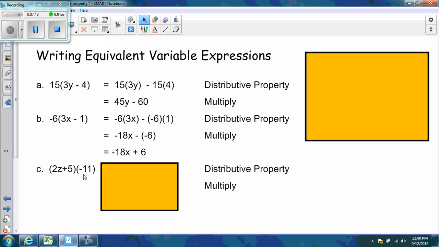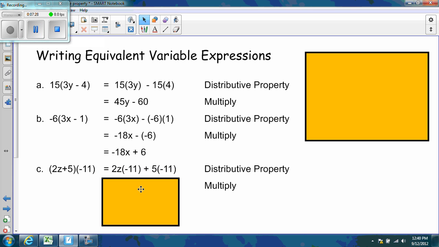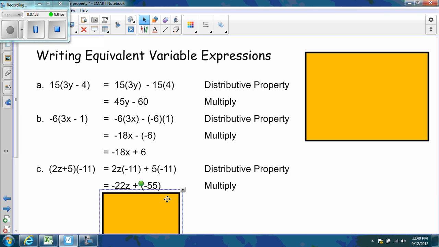And lastly, here, we're multiplying by a negative again. Don't let it trip you up because it's on the other side. It doesn't matter. It still needs to be distributed to what's on the inside. So 2z times negative 11 plus 5 times negative 11. So we get negative 22z plus negative 55. And then we don't need to say plus a negative number. We can just say it's minus 55.